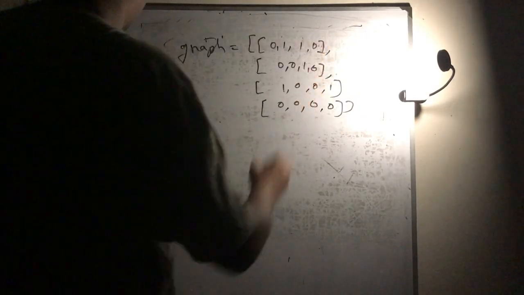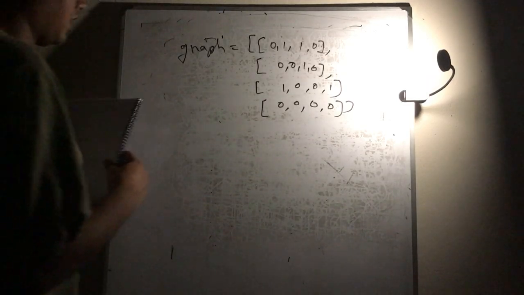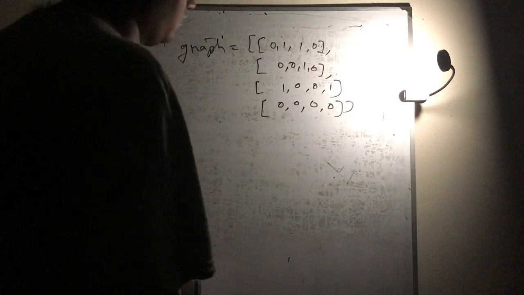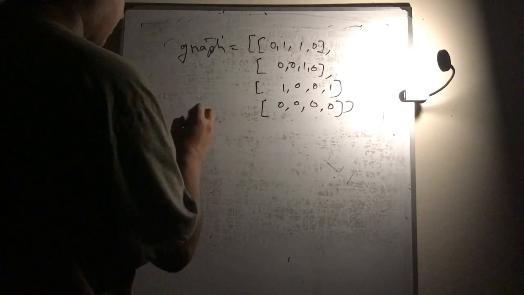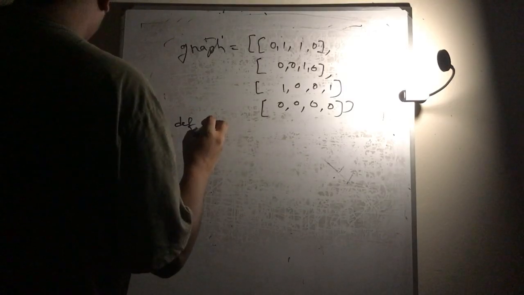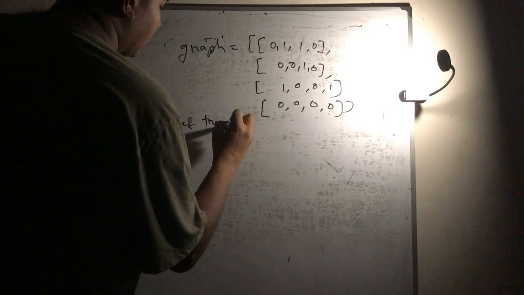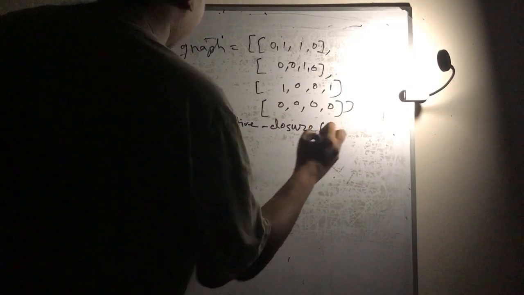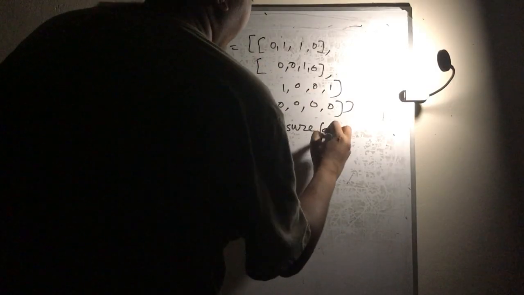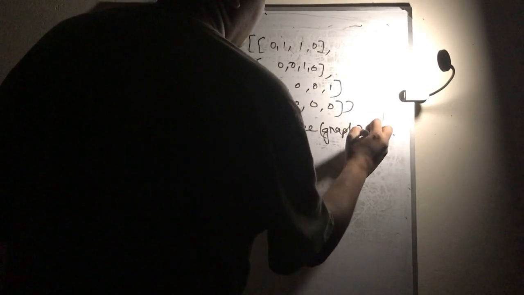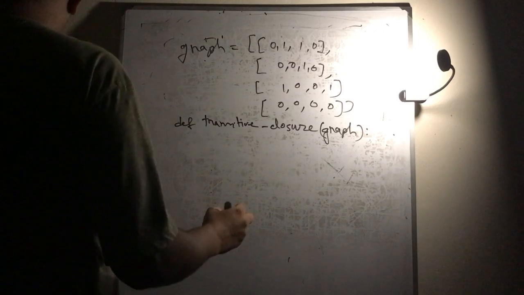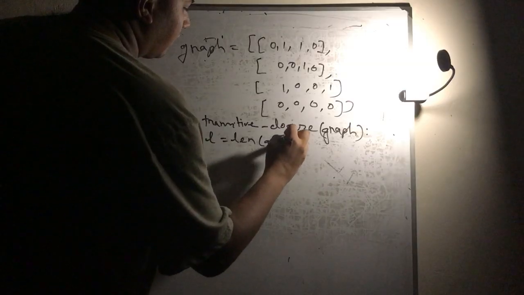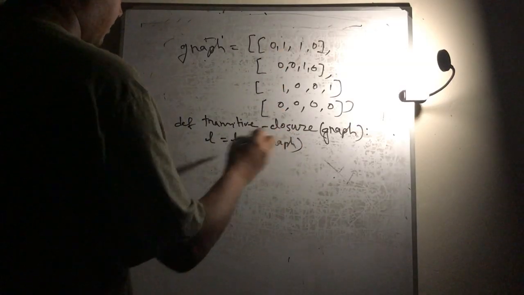A 2D array. So how does this work? I think it's fairly simple. We don't need any pseudo code. We just use the code. Define transitive closure. We input the graph in the parameter. L equal length of graph. Okay, how many vertices?